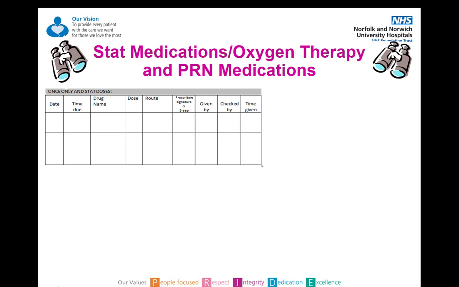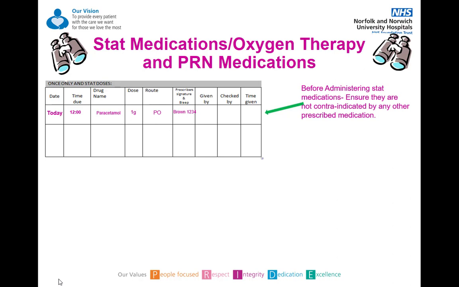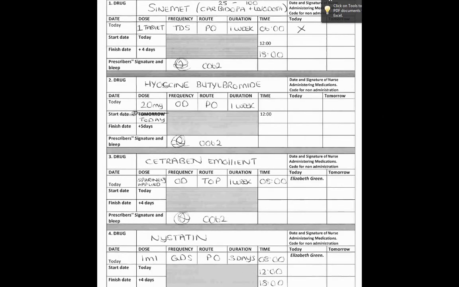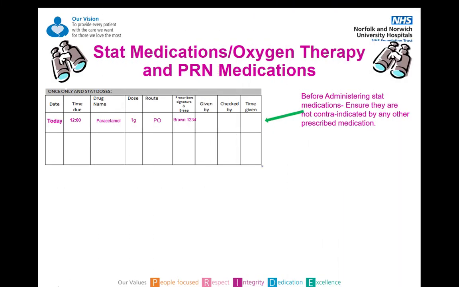And again, we should be reading out the prescription. So we have today's date, time due 12 o'clock, drug name paracetamol, dose 1 gram, route per oral, prescriber signature and bleep number are present, so this is a valid prescription. You would then proceed just to make sure, before you decide to give the stat dose, that the patient isn't prescribed paracetamol anywhere else, or hasn't had paracetamol earlier in the day. And then you would sign.